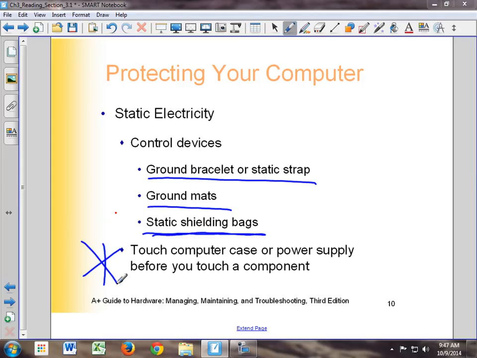Got that down? I've never, ever, ever ruined a PC since I started touching the power supply before I got inside. Nothing was ever done.